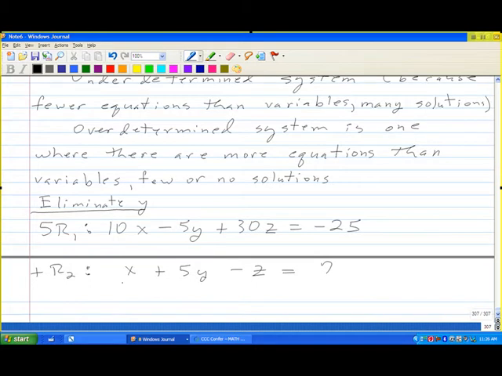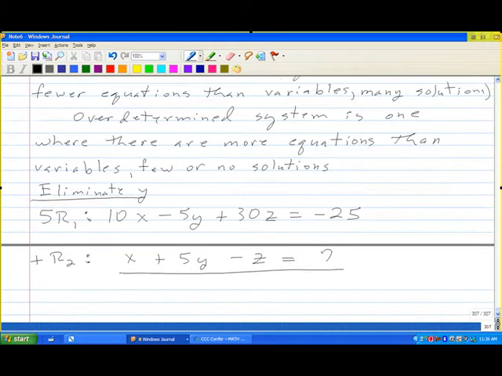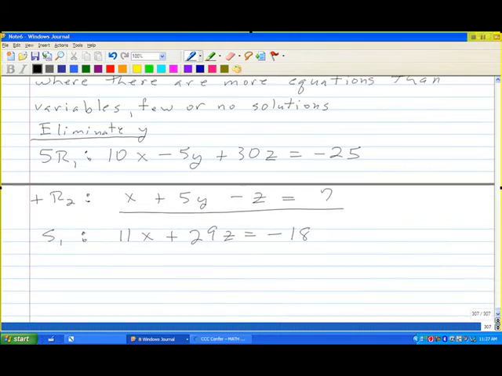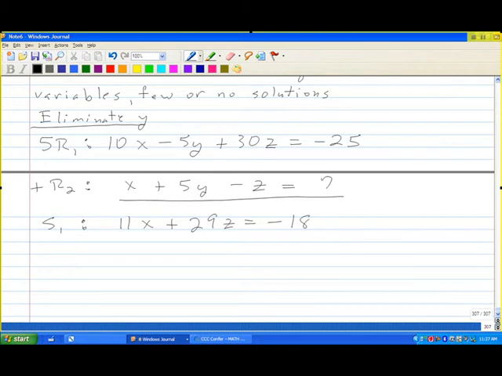Okay, so let's add these. I get 11x, the 5y's cancel, plus 29z equals negative 18. Maybe I'll call that S1. But I've used my two equations and there are no equations left, so that's really about it. The solution is going to look something like this. There are two variables, so I can really only solve for one variable in terms of the other.